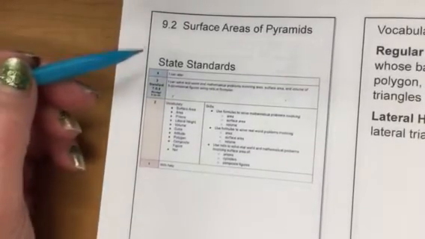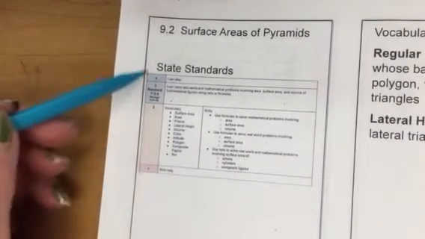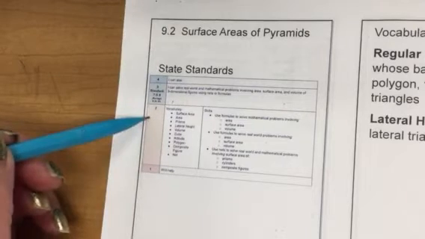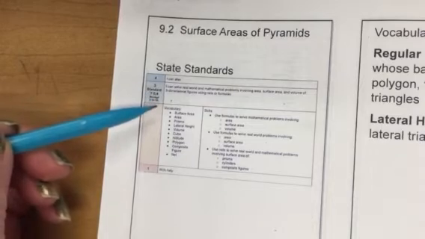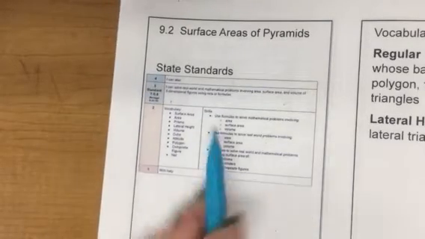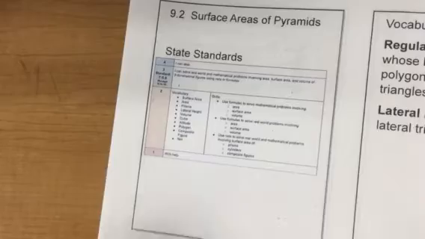9-2, surface area of pyramids. Our state standard says at a level 3, I can use formulas to find surface area of pyramids. 3D objects, today is all about pyramids.